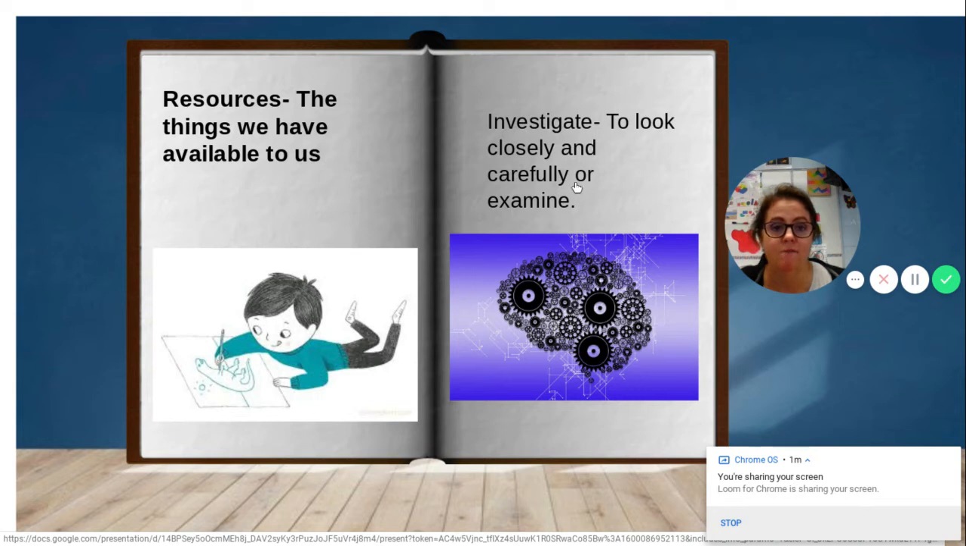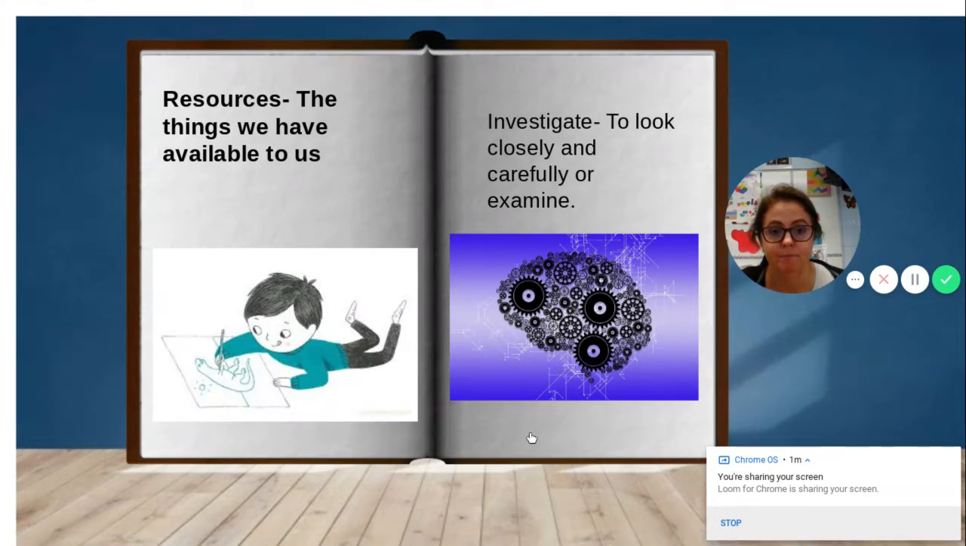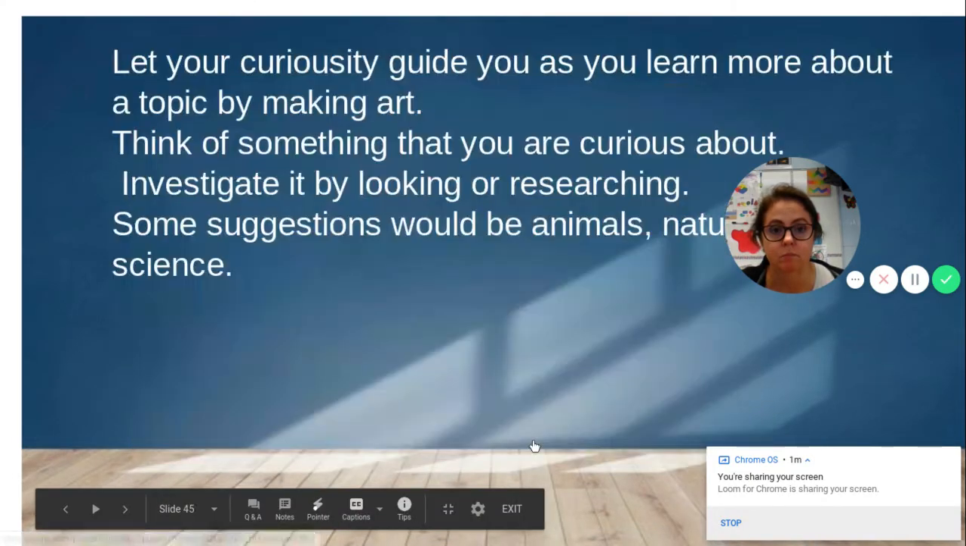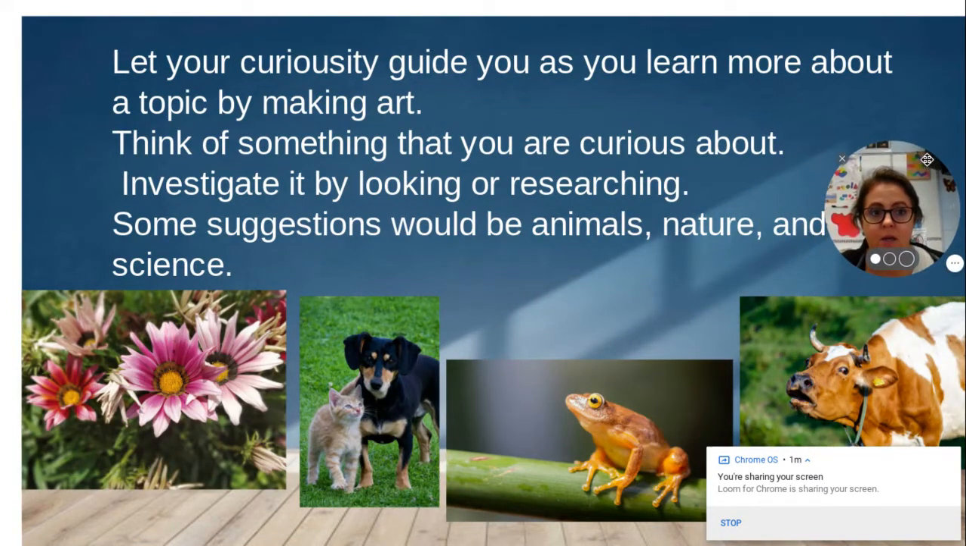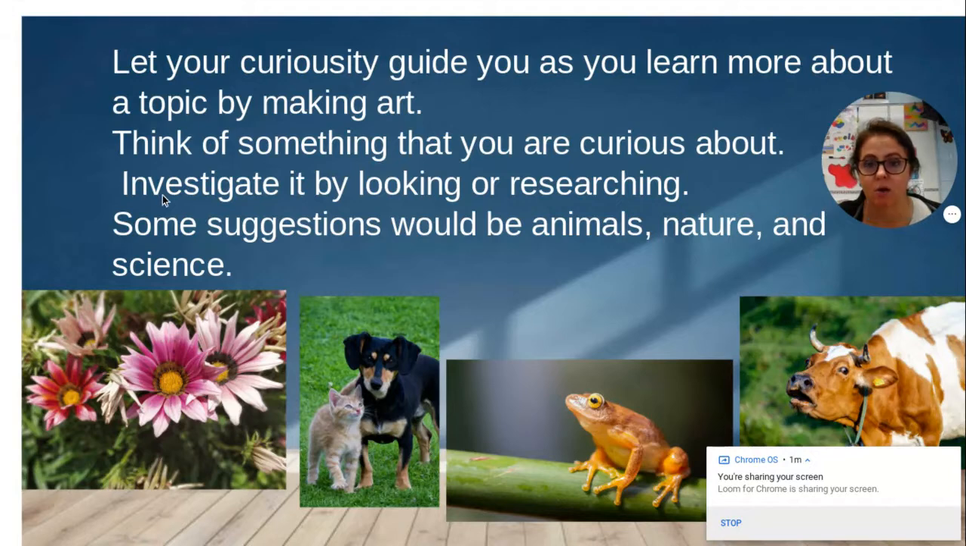So if you're going to investigate something, you're going to look closely at it, carefully examine it. You could also research it, as in going on the internet or looking at books about that topic that you're interested in. So let your curiosity be your guide as you learn more about a topic for making art. Think of something that you're curious about and investigate it by looking at it or researching it.